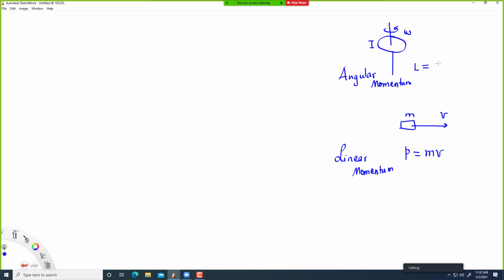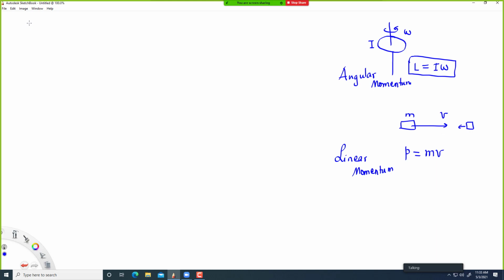Yes, exactly. So M is I and V is omega or W. It's omega. So that's the moment of inertia. Okay. And angular momentum is always conserved in any kind of process. Just like when there is a collision between two masses, momentum before is equal to momentum after. Here also we can have angular momentum before is equal to angular momentum after.